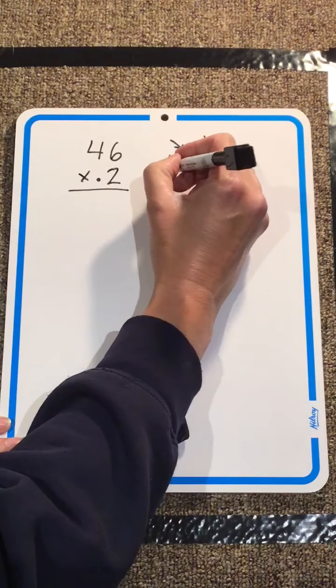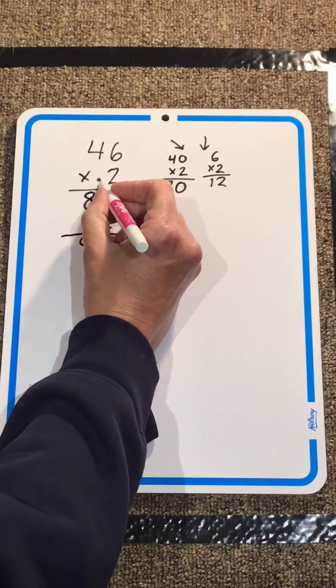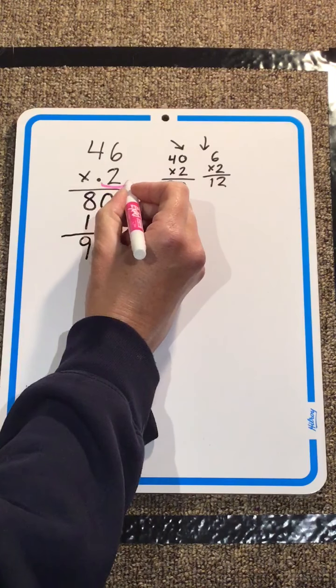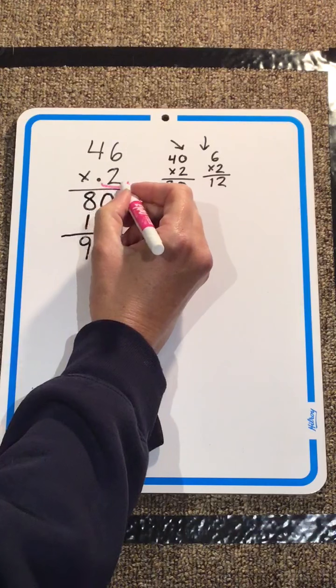Last thing we've got to do is figure out the decimal point. So I look in the question, and I see how many digits are to the right of a decimal point. So there's 1 hop here.